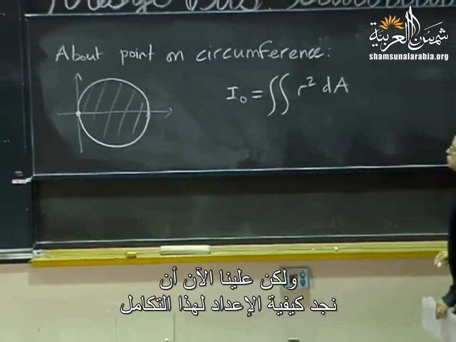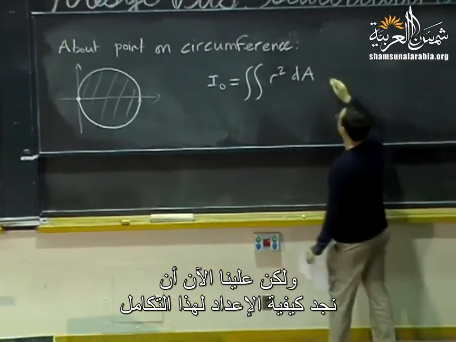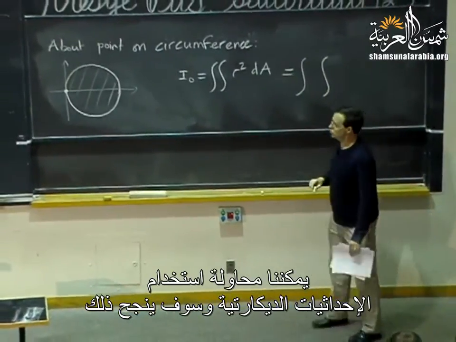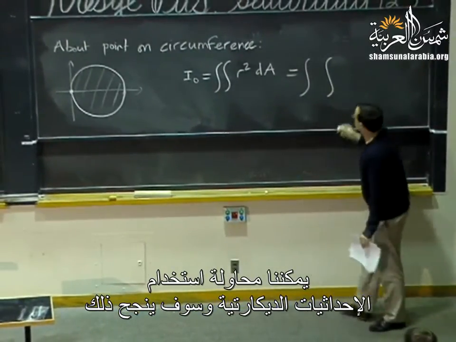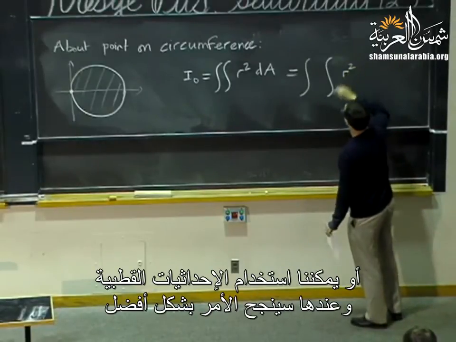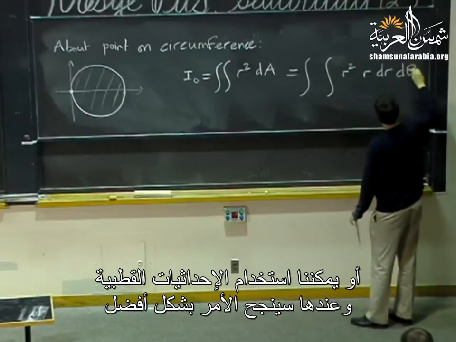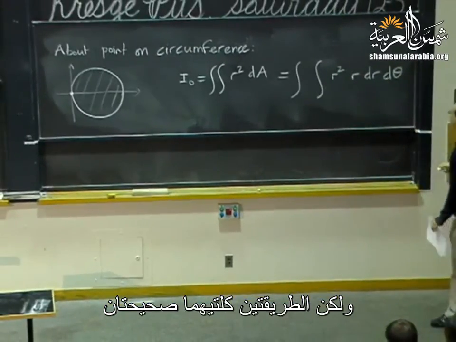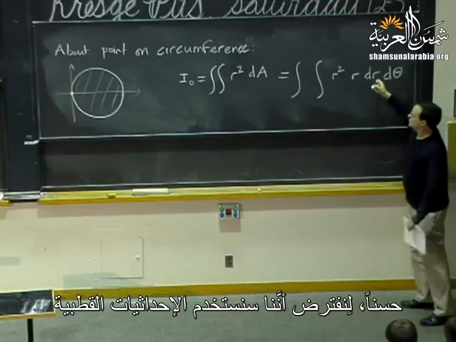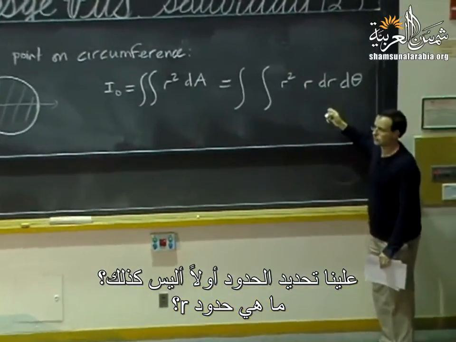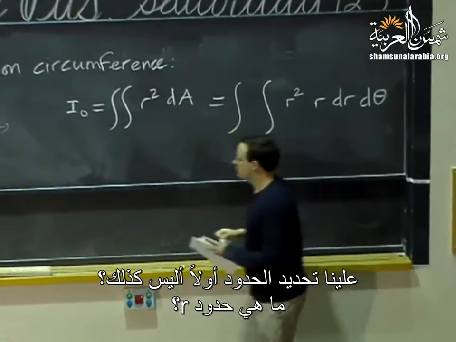But now I want to find out how to set up the integral. So I could try to use xy coordinates and it would work. Or I can use polar coordinates, and actually it works a little bit better that way. But both are doable. So let's say I do it this way. So I have to figure out how to set up my bounds, right? So what are the bounds for r?